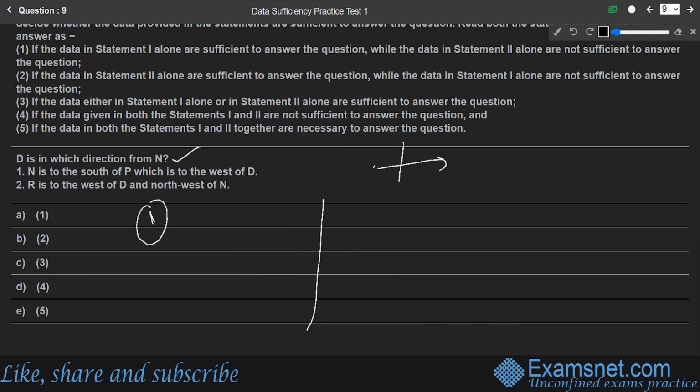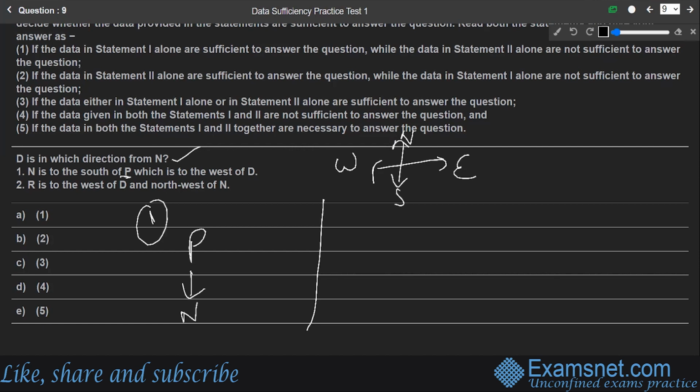So let us see the directions first, how the directions are taken. This is north, this is south, this is east, and this is west. So N is to the south of P. Let us mark P, and to the south of him, let's take N. South is denoted as downward. So N is to the south of P, which is to the west of D. The second statement is about P, that P is to the west of D. So if P is to the west of D, then obviously D has to be to the east of P.